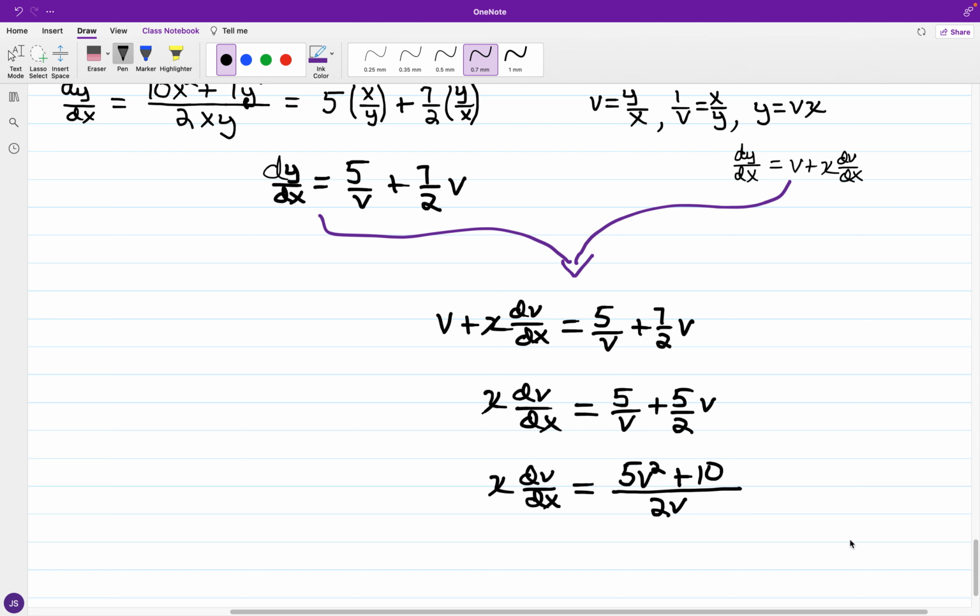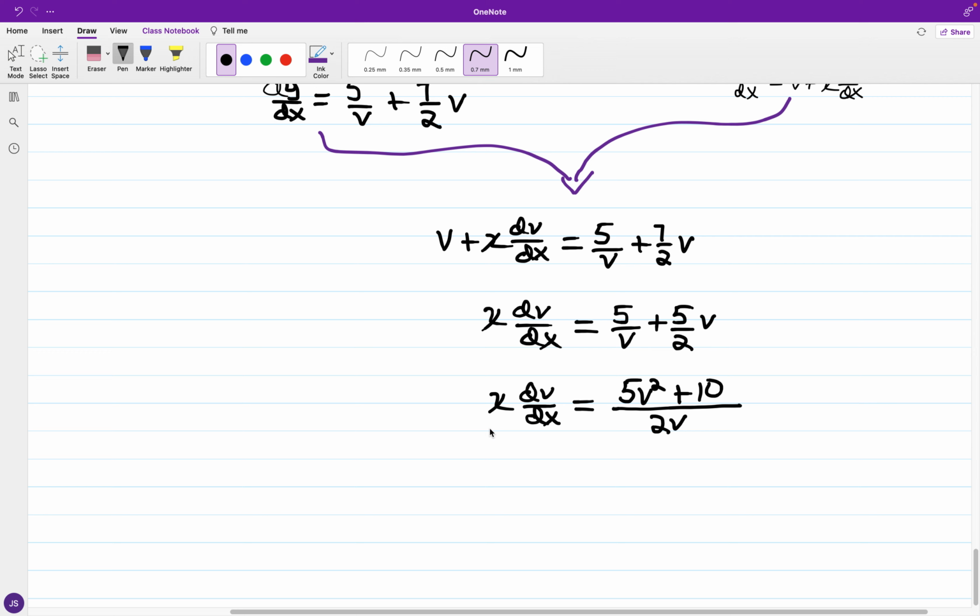And now, looking at separating the variables. Okay, so I'm going to take the reciprocal on the right hand side and multiply on both sides, and also multiply by dx and divide by x. So now we're going to have 2v all over 5v squared plus 10 is equal to dx all over x.